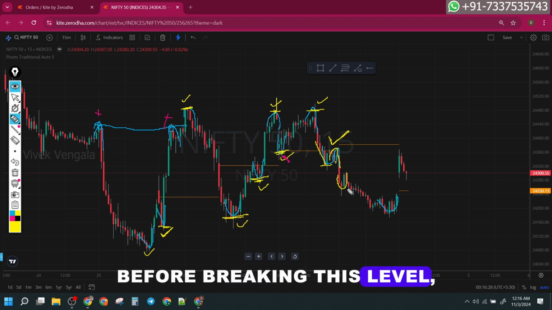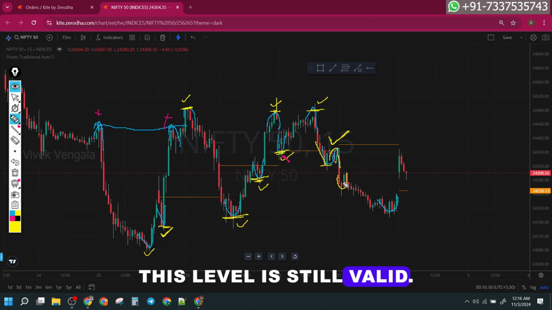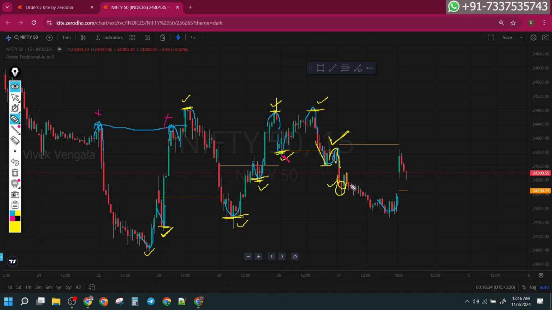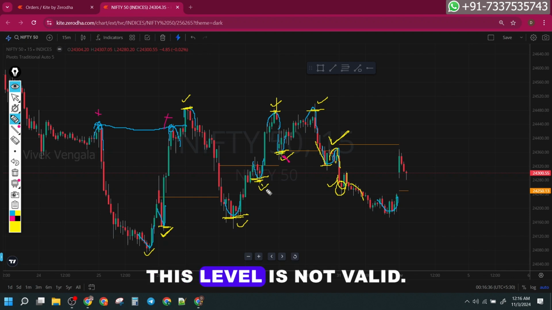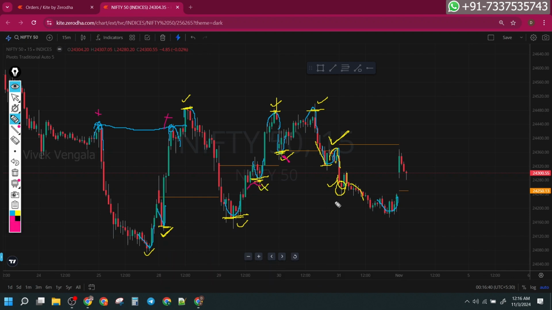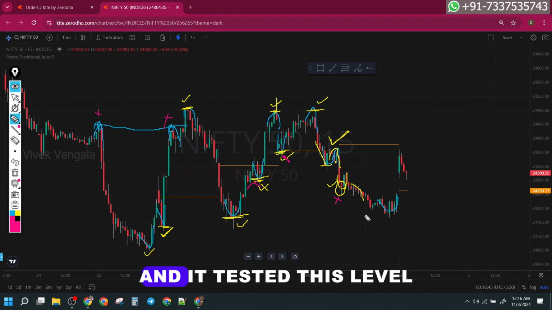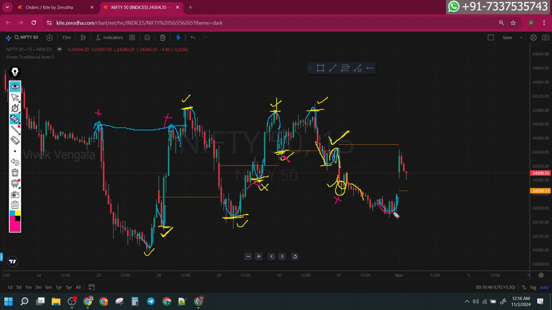Before breaking, this level is still valid. There is a pin bar candle here, and this level is also valid. After breaking this level, it is not valid. This one is not valid, and this one also is not valid after breaking this level. And it tested this level, and there is a support area. This level is still a valid support area.